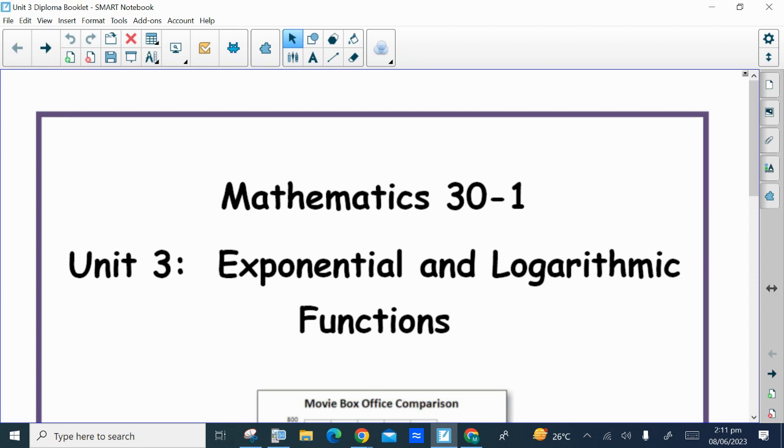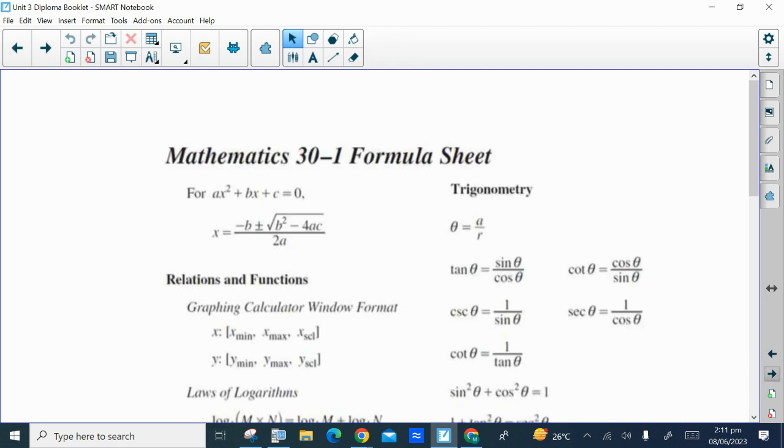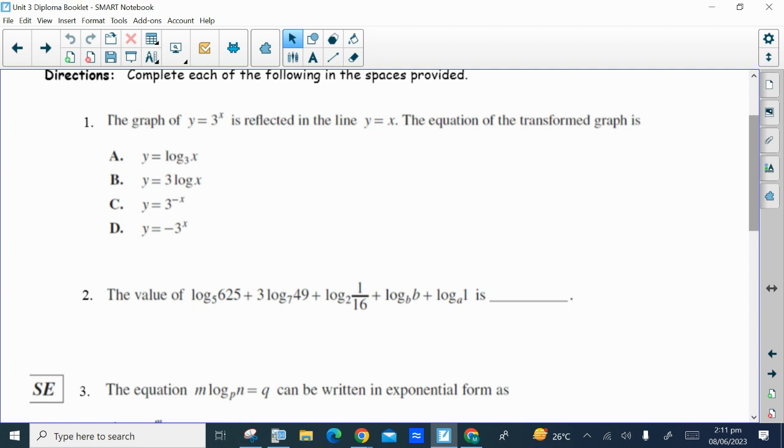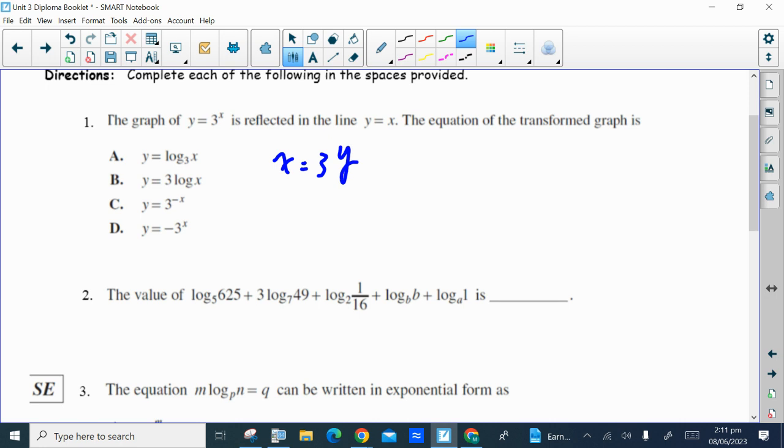So, exponents and logarithms. Number one, graph of y equals 3 to the x is reflected in the line y equals x. The equation of the transformed graph is what? You have to remember that when a graph reflects over the line y equals x, that describes the inverse. To get the equation of the inverse, our first step was to interchange x and y.